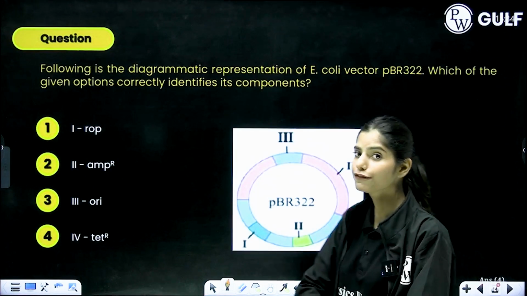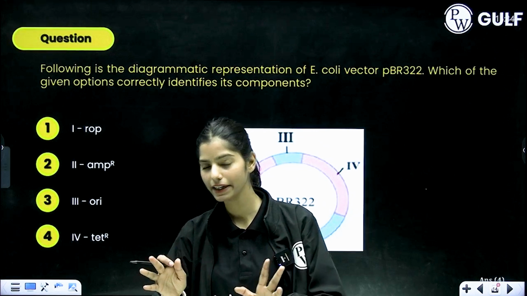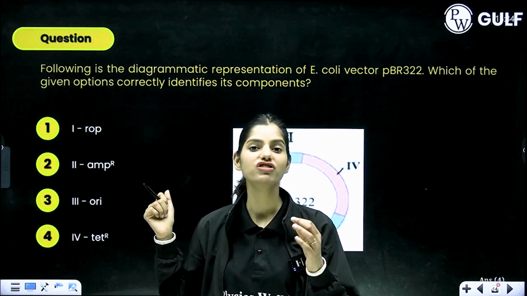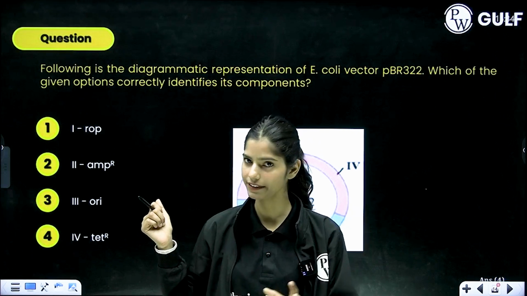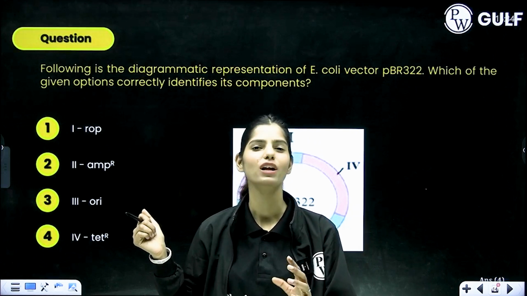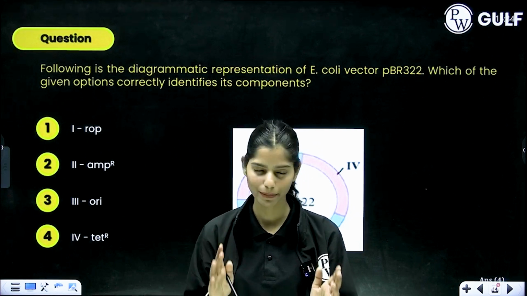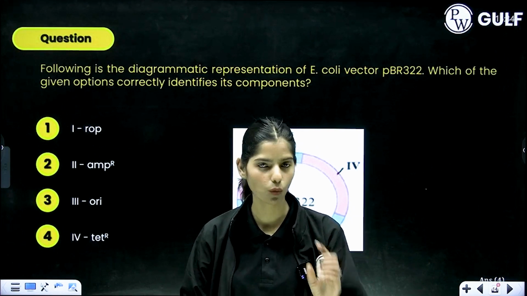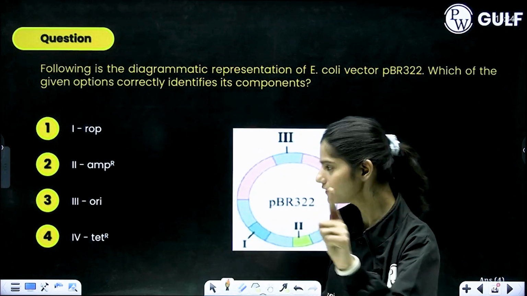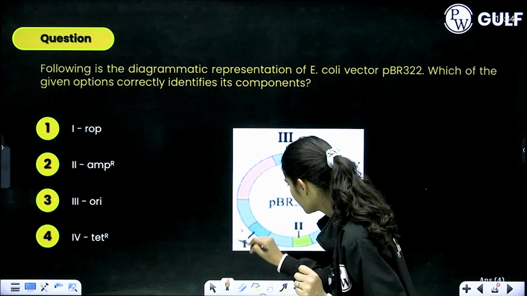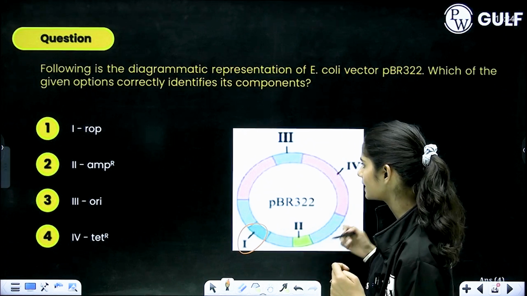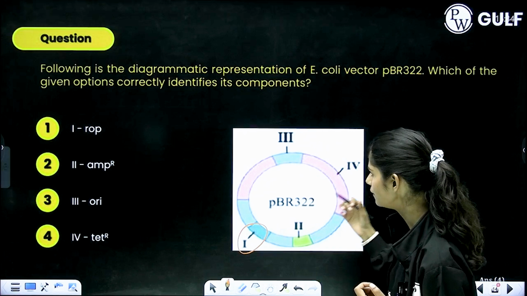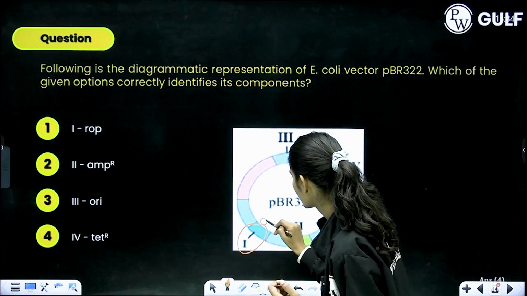Okay, a question from the biotechnology chapter, very rare but very important. Here we have a vector, pBR322. So this vector has various regions and you have to label them if it comes in the question, but just make sure you remember four important parts of this particular vector. What are those four important parts? The first part, if you see here, is basically ori. Okay, so the first part is for ori.